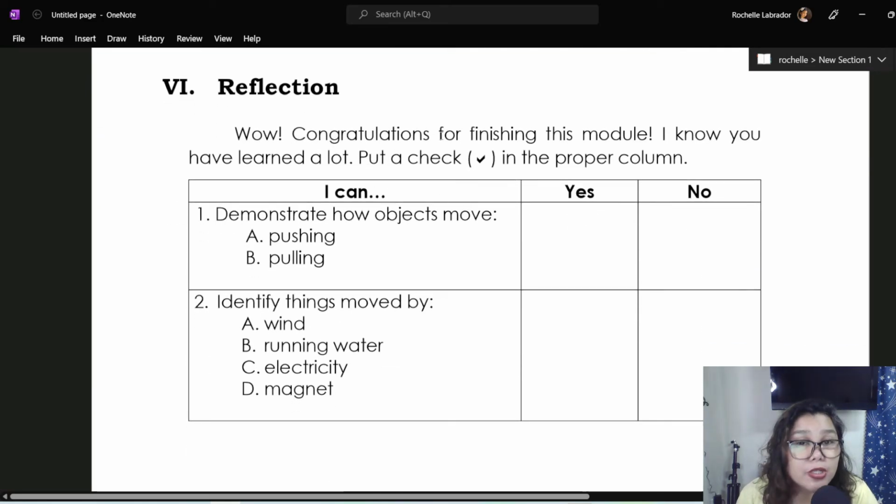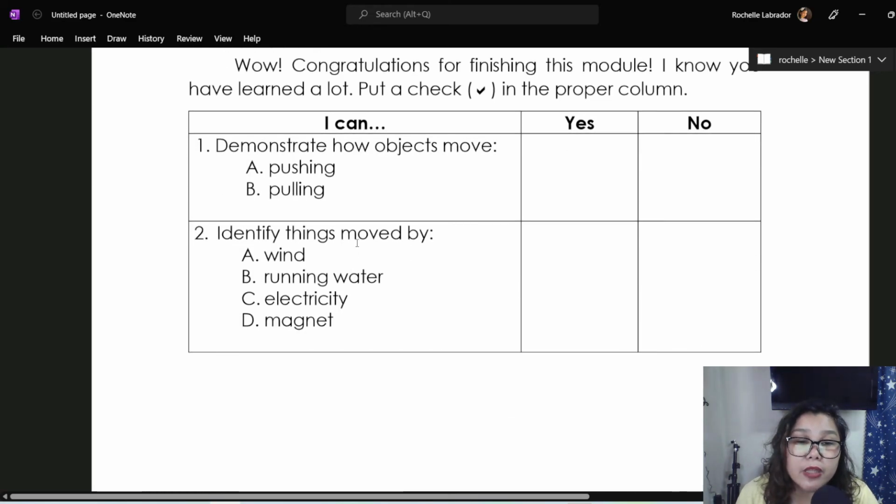Reflection. Wow, congratulations for finishing this module. I know you have learned a lot. Put a check in the proper column. Number 1, demonstrate how objects move. Were you able to understand pushing, pulling? You put a check under yes or no. And then number 2, identify things moved by wind, running water, electricity, magnet. Were these clear to you now? Put a check under yes, but if you're still confused, then put a check under no.